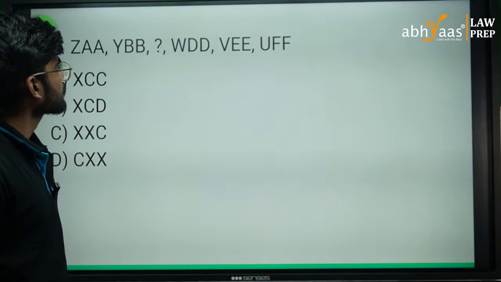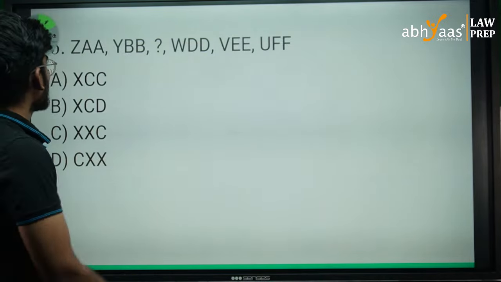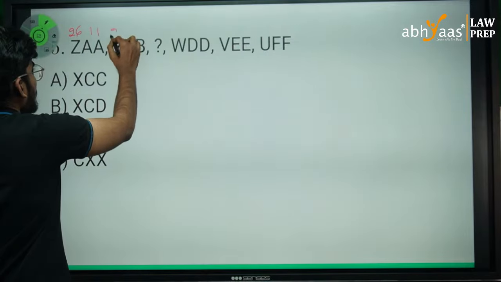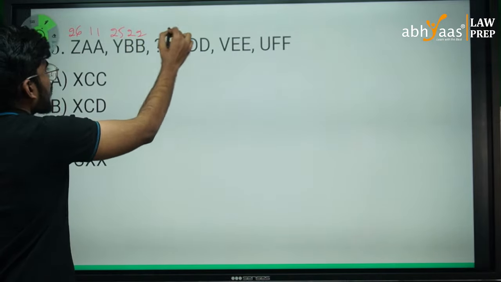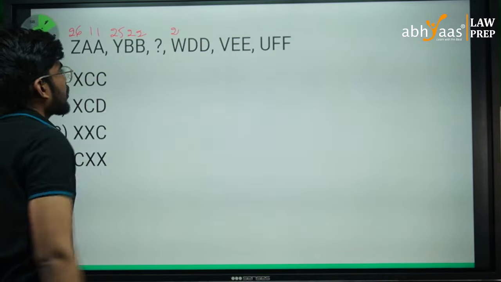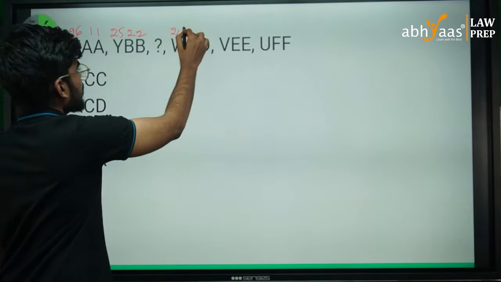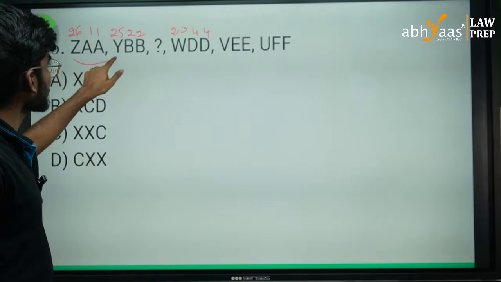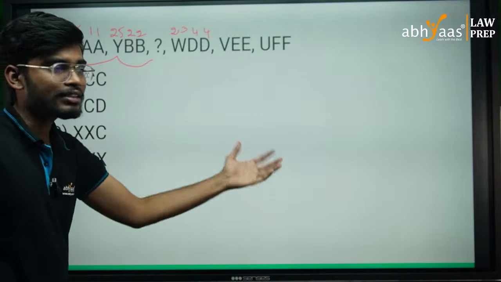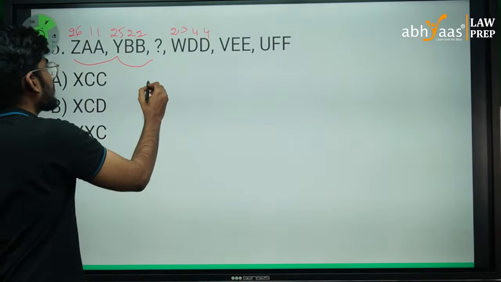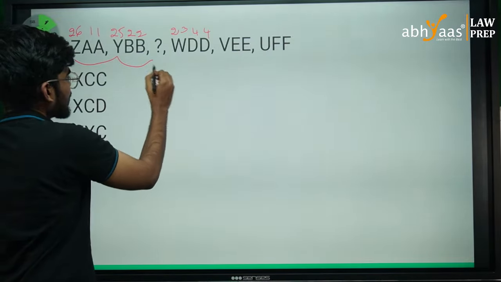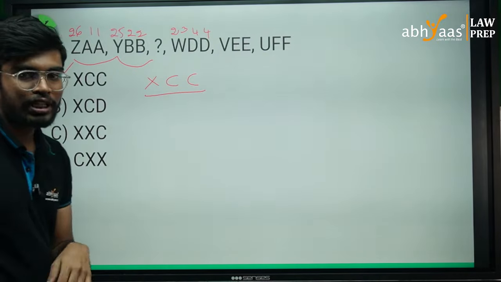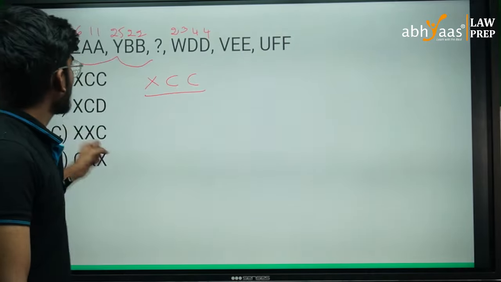What is happening here? Z means 26, 1, 1. Next 25, 2, 2. Next here it is U, V, W, X, so it is 23, 4, 4. So it is decreasing by 1. The first letter is decreasing by 1 and the second letter is increasing by 1. So Y minus 1 will give you X, B plus 1 will give you C. So it is X, C, C. Again it's in option A. Very simple question. Let us move to the next one.